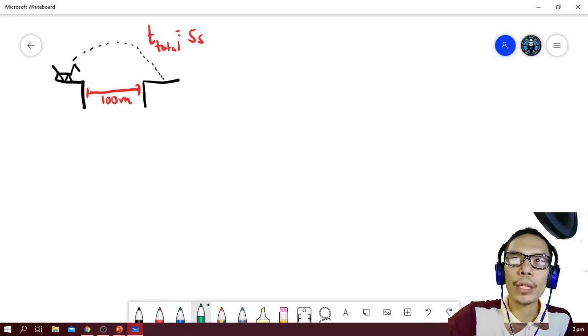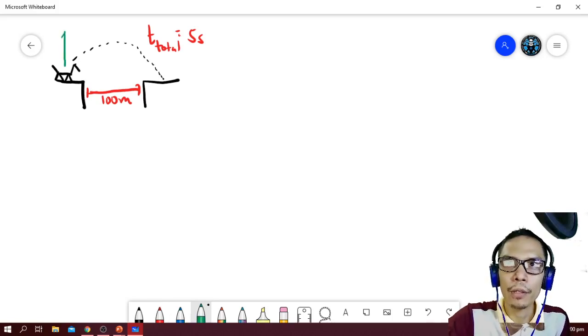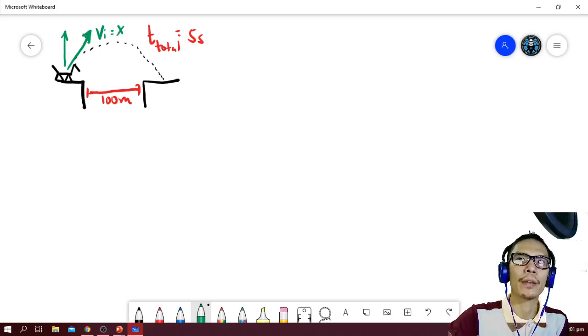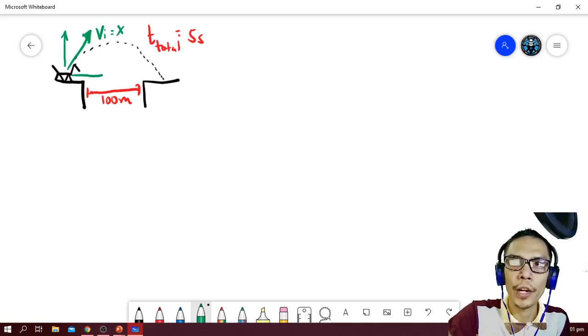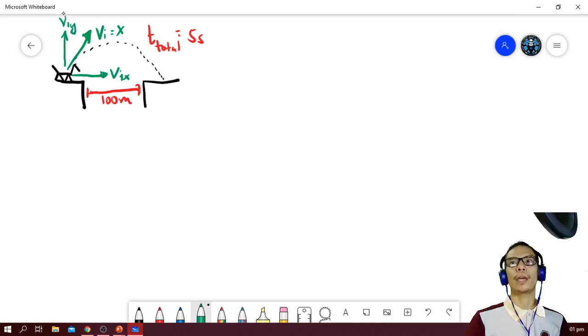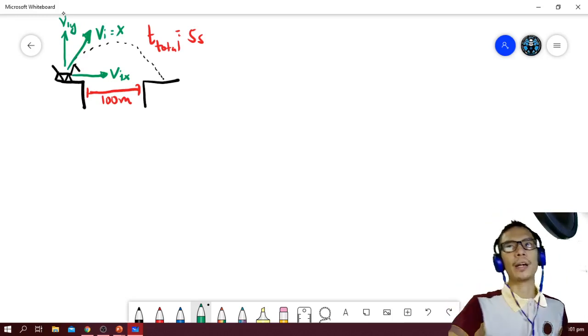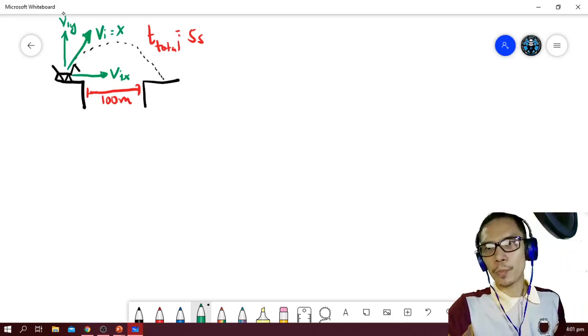All right. So what are we looking for here? The one that we are looking for is the v sub i, this one. All right, so we don't have this one. Okay, so that's the one that we are looking for. By computing its components, we will be able to get the v sub i that we are looking for. All right, so the components are v sub iy and v sub ix.